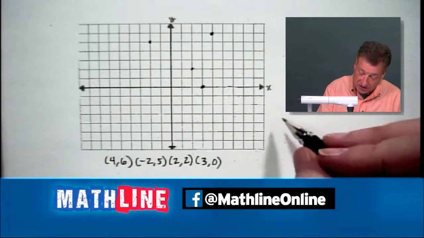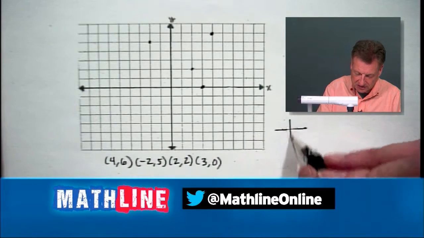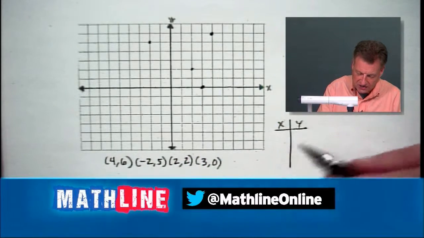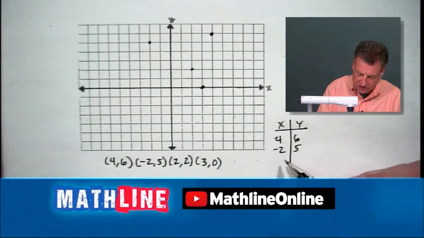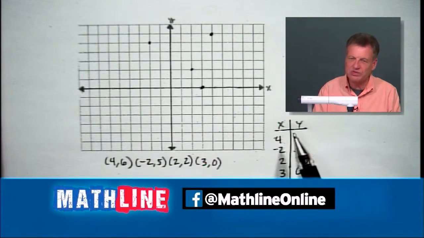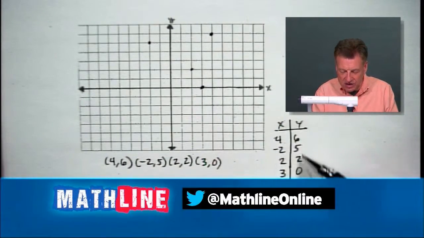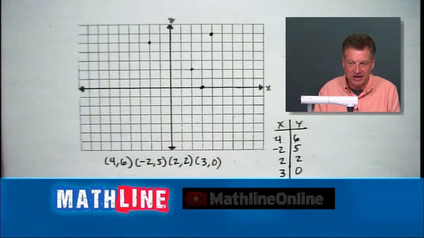Make a table. It did say make a table, right? So let's do a table right down here. And we got our X and our Y. So how about it? 4, 6, -2 and 5, 2, 2, and 3, 0. And I want to tell you something. Most of us like to see, for some reason, when we graph things, we like to create tables versus a bunch of ordered pairs. But that's what the tables represent, okay, the ordered pairs.